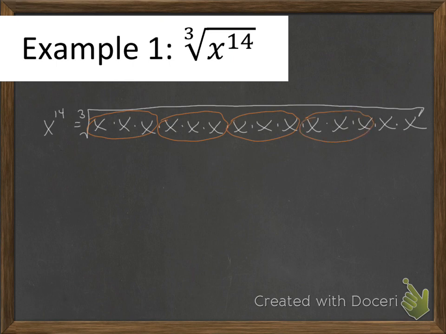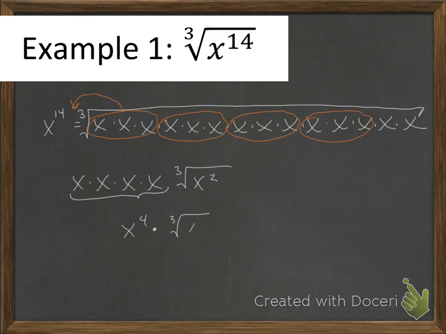So just like square roots, right, when I take the cubed root, only one of these three guys escapes. Okay, so I'm going to have one, two, three, four x's on the outside, and then what's left over under the radical? Well, I still have the cubed root of x times x, or x squared. I can rewrite x times x times x times x as x to the fourth. So my final answer is x to the fourth times the cubed root of x squared. That would be my final answer.